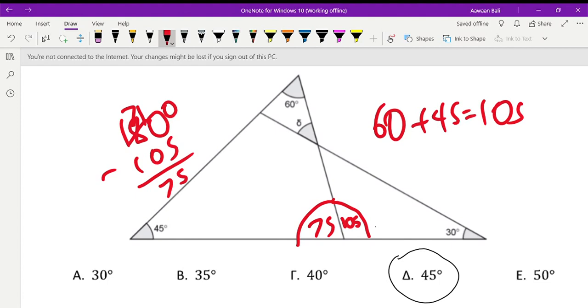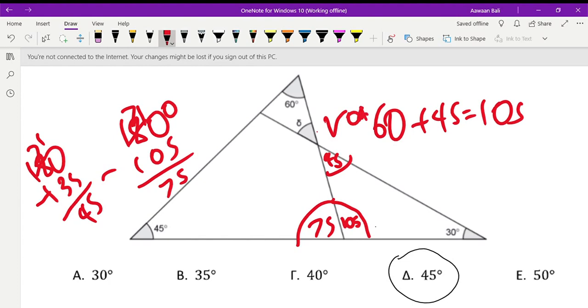So 105 plus 30 is 135. Now 180 minus 135 is 45. So we put the 45 here. And because of vertically opposite angles, VOA, we know that delta and 45 will be equal to each other. Therefore the answer is delta 45.